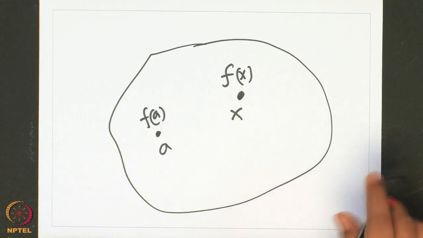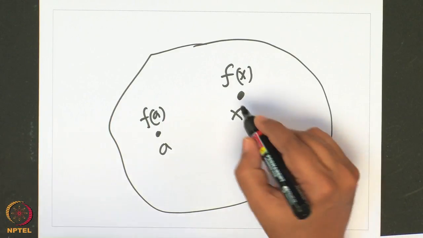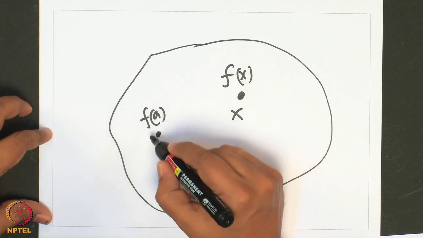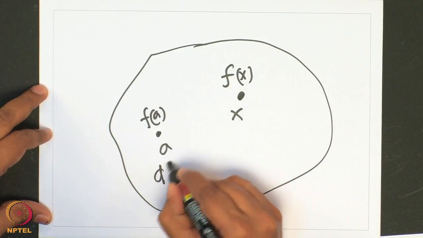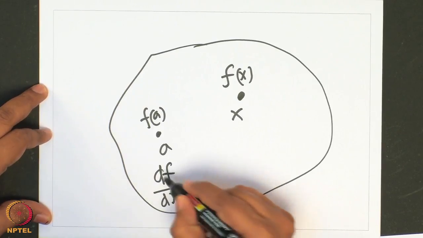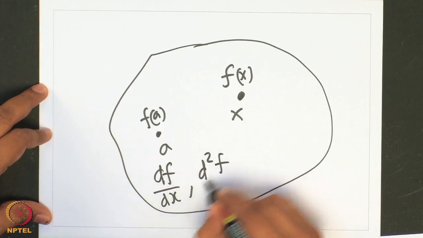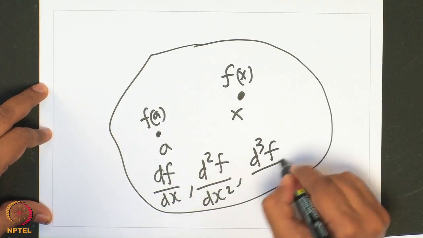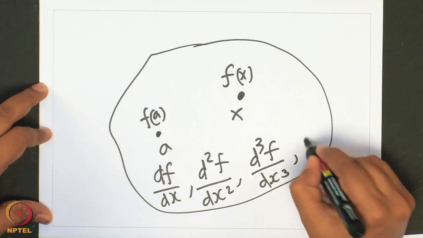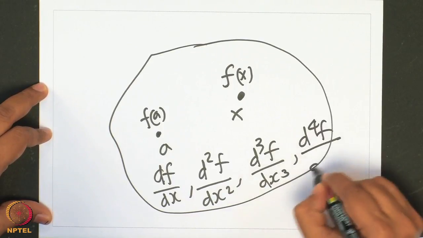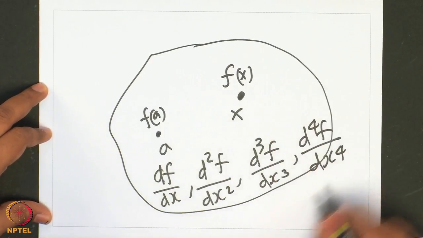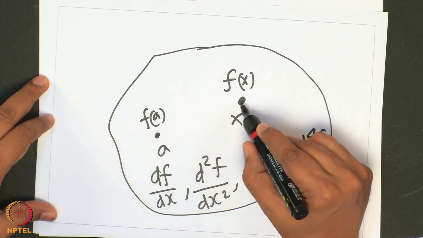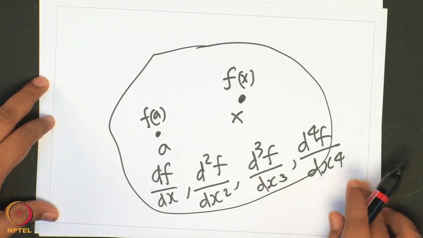So the Taylor series says the following: to know the function at x, you have to know the function at a and all its derivatives at a. You have to know df by dx at a, d square f by dx square at a, d cubed f by dx cubed at a, d power 4 f by dx power 4 at a. If I know all these derivatives at a and the function, we can calculate the value of the function at this point.